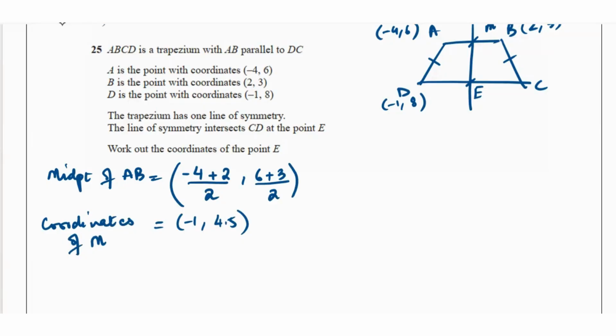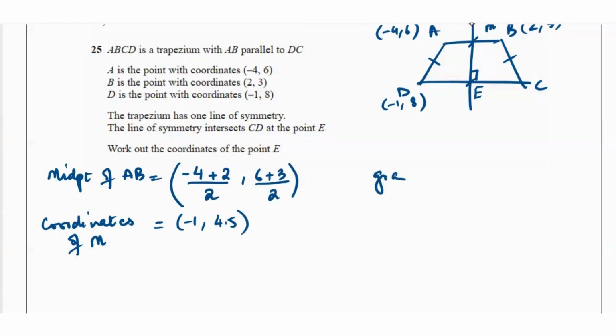Now, after this, we can find the gradient of the line AB. Why? Because the line of symmetry is perpendicular to the line AB. So if we have the gradient of line AB, we can use that to find the gradient of the line of symmetry. And since the line of symmetry is passing through point M, using that, we can create an equation for the line of symmetry.